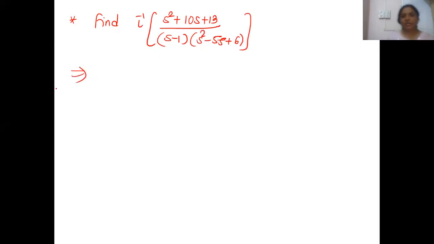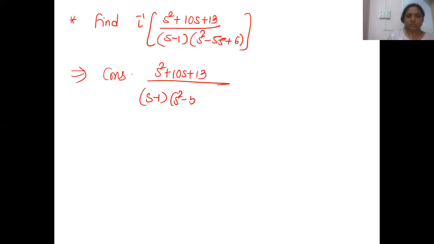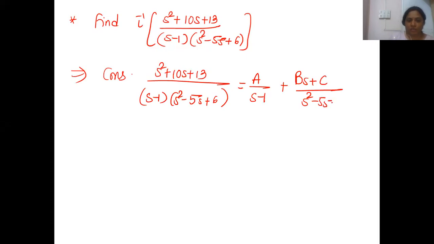Can we solve this? We'll solve it together. Consider (s square plus 10s plus 13) upon (s minus 1)(s square minus 5s plus 6) is equal to, how will you write it? A upon s minus 1, plus Bs plus C upon s square minus 5s plus 6. Right, call it as 1.